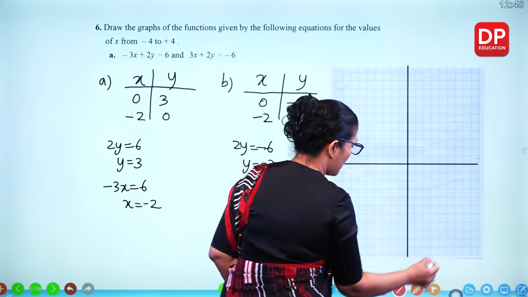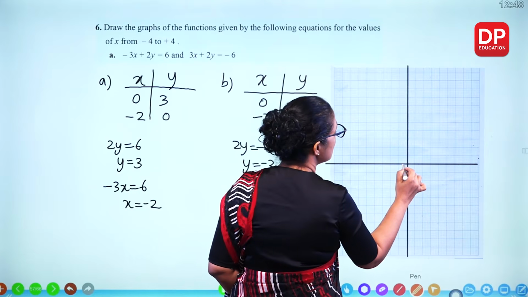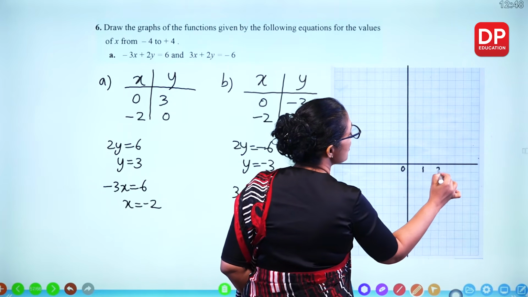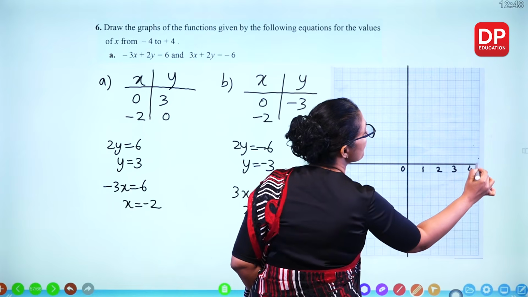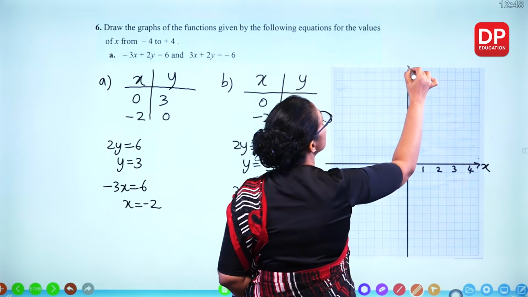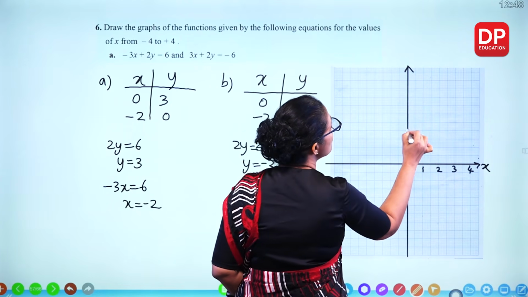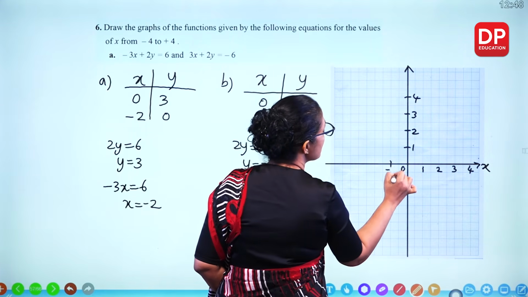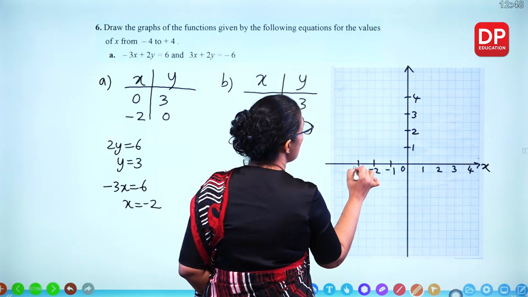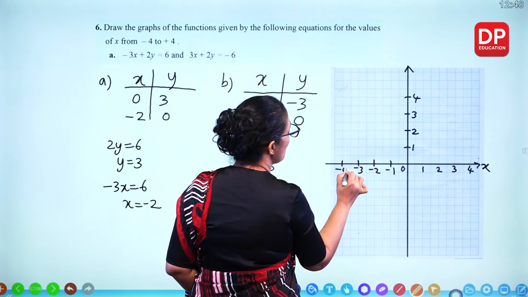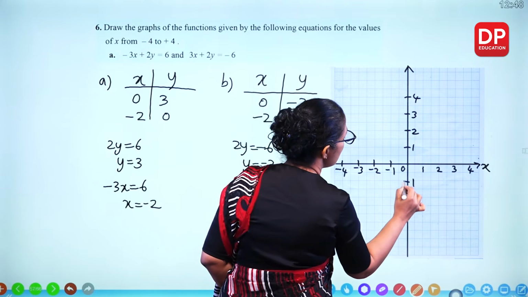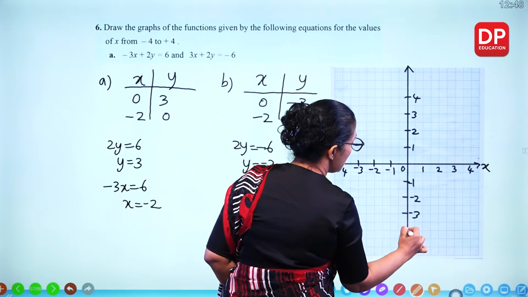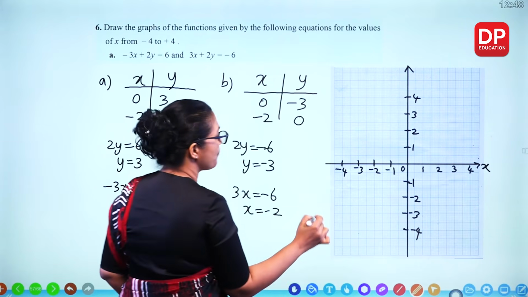You take equally, and here 2 squares 1 unit, 1, 2, 3, 4. That's x. 1, 2, 3, 4. Minus 1, minus 2, minus 3, minus 4. 1, minus 1, minus 2, minus 3, minus 4.